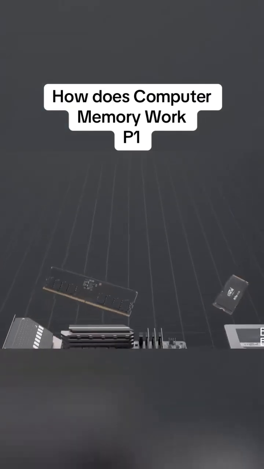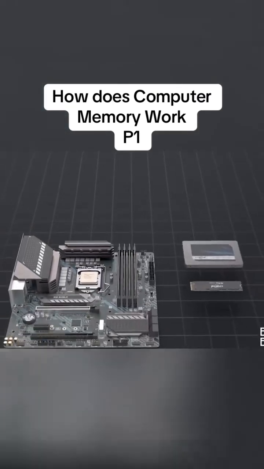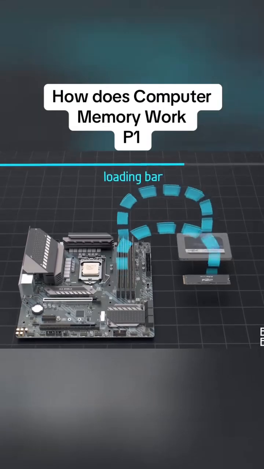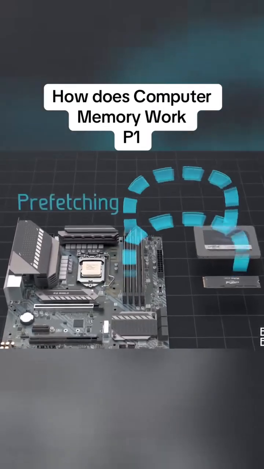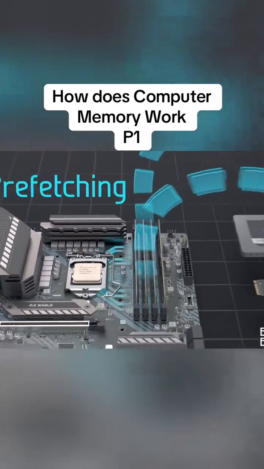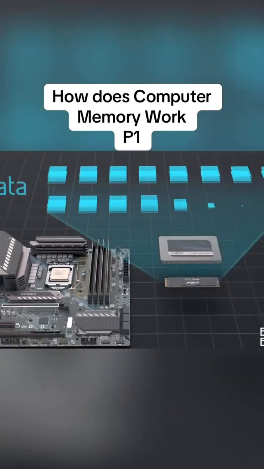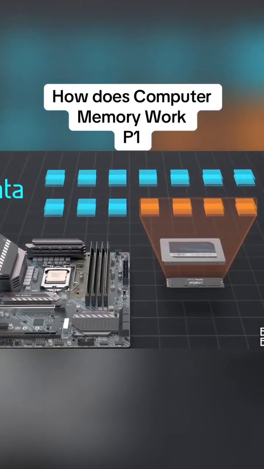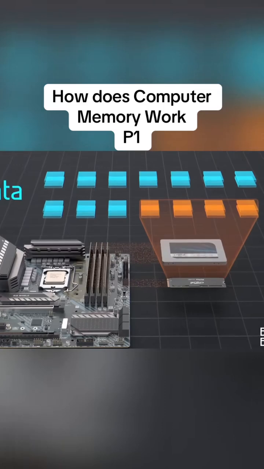Therefore, computers use both SSDs and DRAM. And by spending a few seconds of loading time to copy data from the SSD to the DRAM, and then prefetching, which is the process of moving data before it's needed, your computer can store terabytes of data on the SSD and then access the data from programs that were preemptively copied into the DRAM in a few nanoseconds.